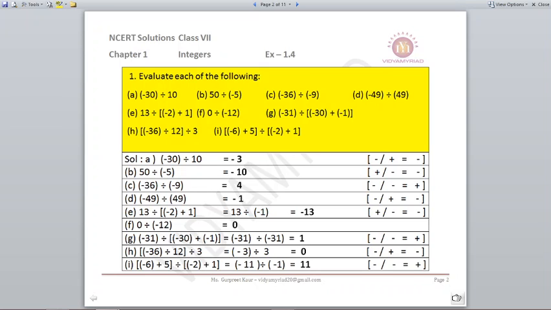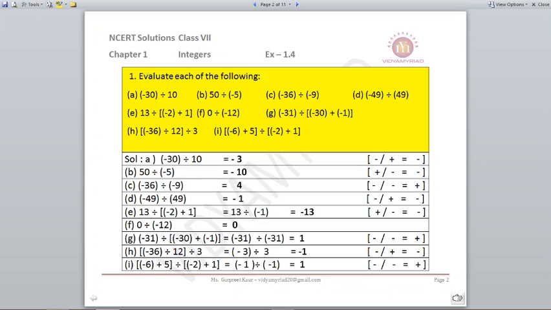So 0 divided by minus 12 will be 0, and then minus 31 divided by minus 30 plus minus 1. Solve the bracket, you will get minus 31 divided by minus 31. Both are negative, so they get cancelled over here. Minus 36 divided by 12. Solve the bracket, it will be minus 3 divided by 3. So 3 divided by 3 is 1, but the sign will be minus.